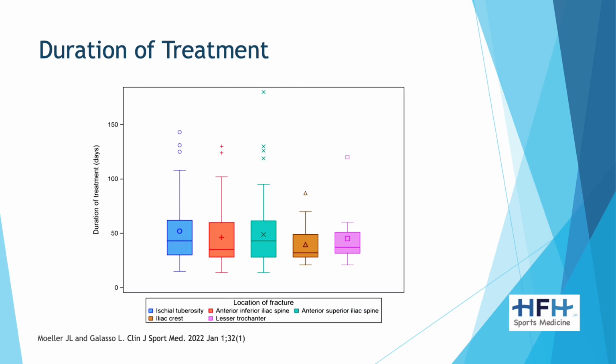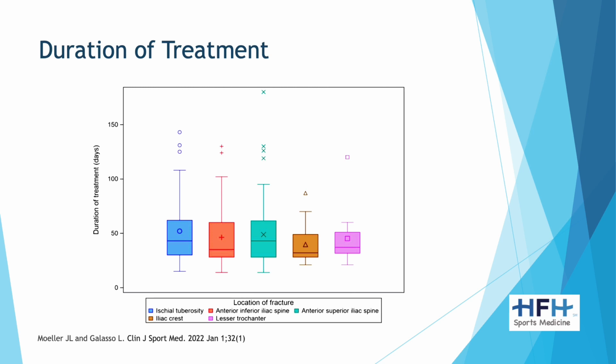Looking at duration of treatment for individual sites, there was a fairly wide range of amount of time it would take to clear them for return to play. Iliac crest injuries were cleared at a mean of 39 days, where the ischial tuberosity took 52 days on average, with lesser trochanter, AIIS, and ASIS falling in between.